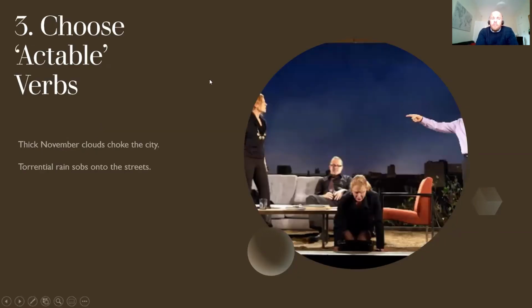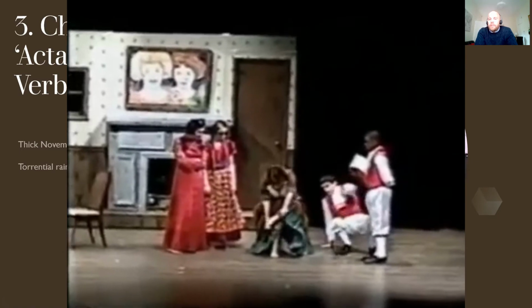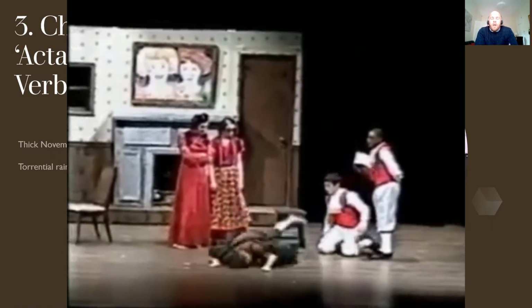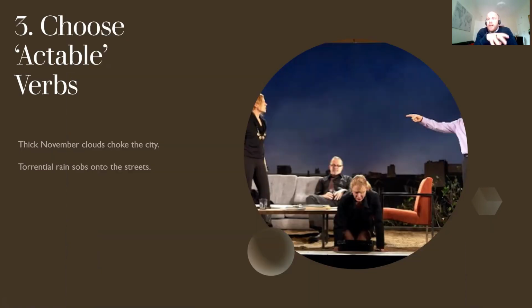What else? Actable verbs. So actable is another word for sort of dynamic verbs, really. So there's a picture of the stage there. There's people acting. If we're choosing dynamic verbs, we're using actable verbs. Okay, verbs that can be acted. That's a good way to remember it.